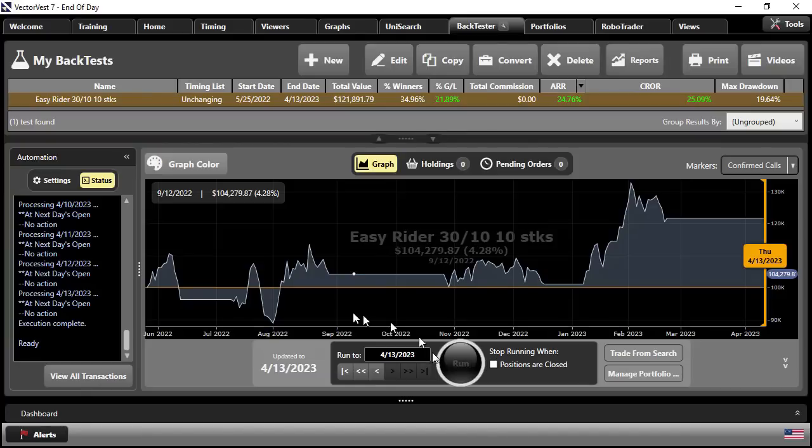So let's review the performance. Over the test period, we had 35% winners. Portfolio was up 21.89%, which annualizes at 24%. So not bad performance overall, with a maximum drawdown of 19.6%.